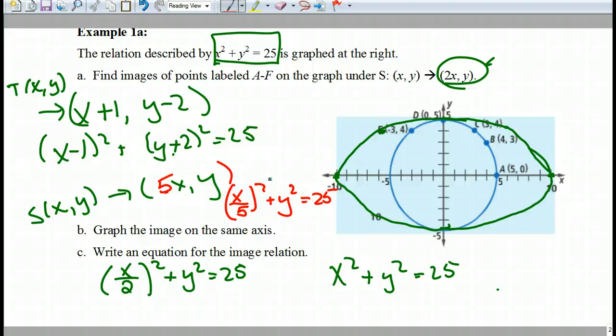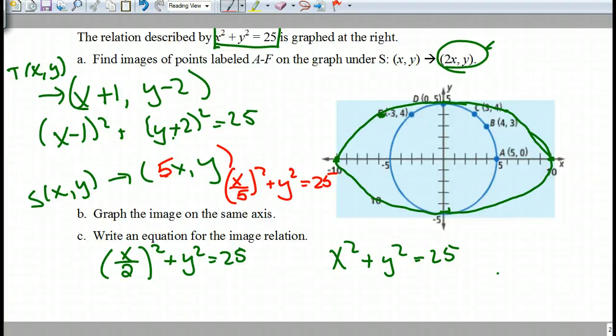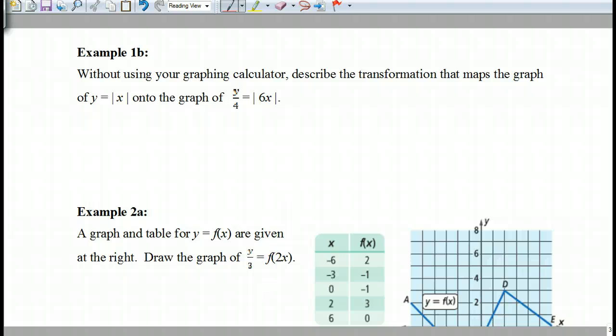All right. Let's look at the next example. It says, without using your graphing calculator, describe the transformation that maps a graph of y equals absolute x onto the graph of y divided by 4 equals 6x. Now remember, this is the opposite. So what would my translation look like?